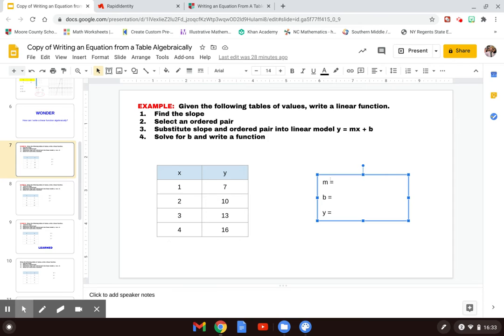And again, you don't have to complete these slides. I'm just doing it for the sake of illustration.